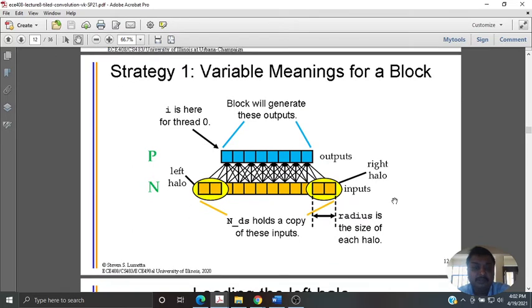So, variable meanings of a block. I is the thread index and P is the output elements. N is the number of input elements. Left halo and right halo represent either overlapped elements, zeros, or ghost copies. How many of them are available? That is with respect to the radius, as we have stated: mask width divided by 2. So 5 divided by 2 is 2, because you are computing in terms of integers, right?